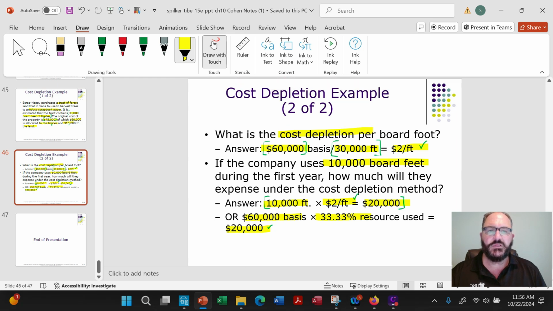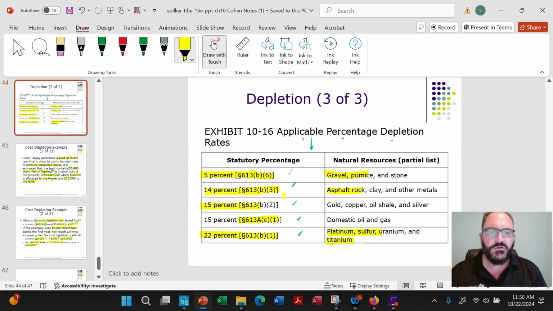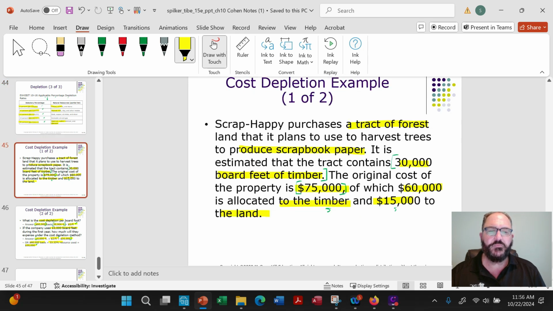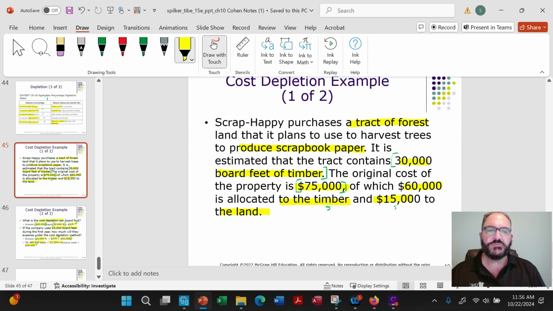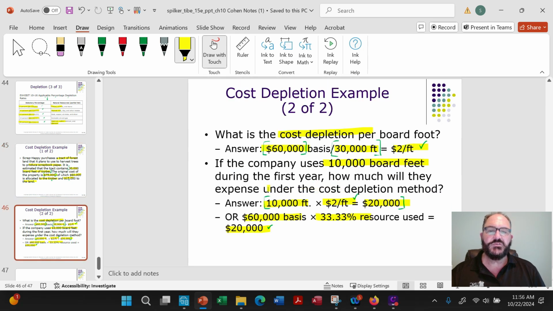Let's see if they had that on. Did they have wood in here? No, they didn't show wood. I didn't see wood there. So I guess wood must be 1/3. So if the company uses, how much will they expense under the cost depletion method?